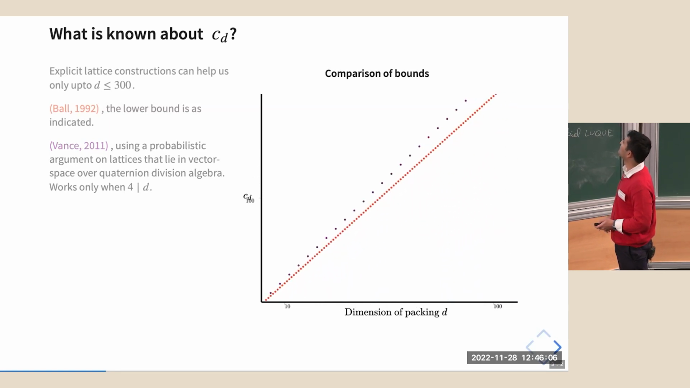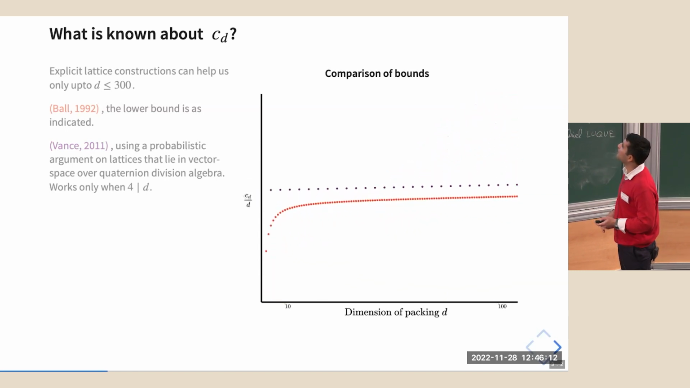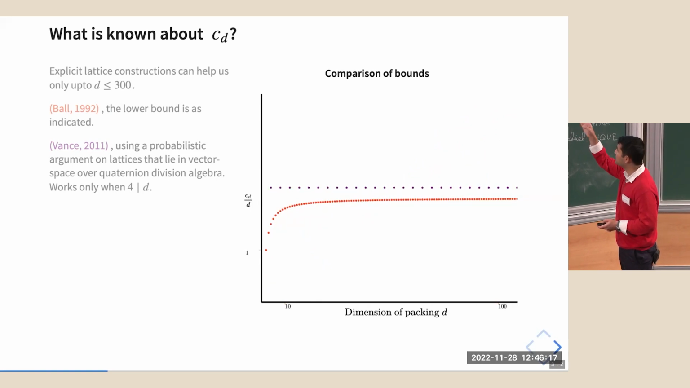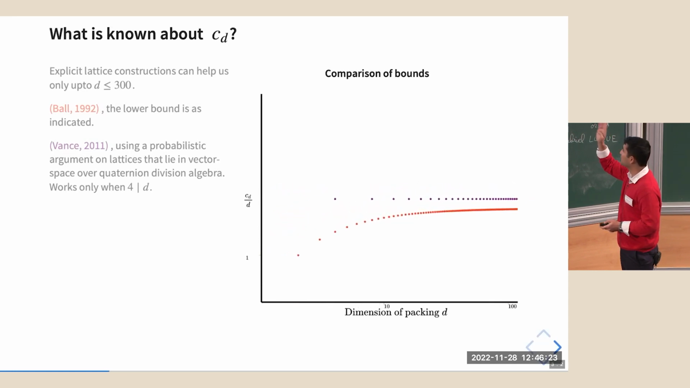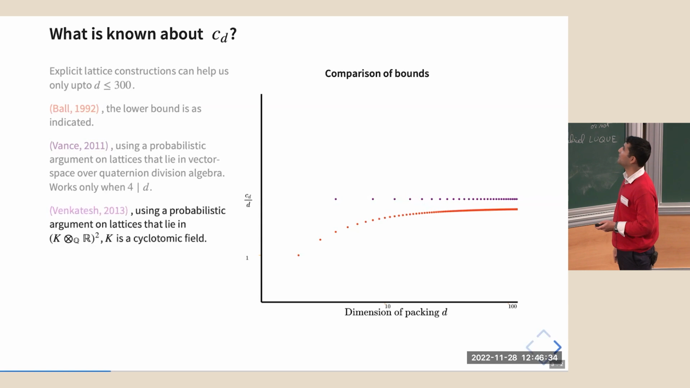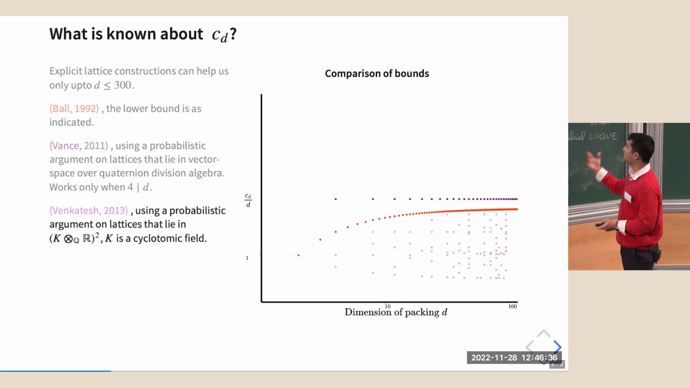So this is some comparison up to dimension 100. So now I've changed the y-axis to be CD divided by D, so all the linear bounds should look parallel to the x-axis. And I've changed the x-axis to be logarithmic scale, because now we're going to go up to dimensions 10 to the 50. So using a probabilistic argument, and in fact all of these arguments are arguments on random lattices, which is the subject of the talk.